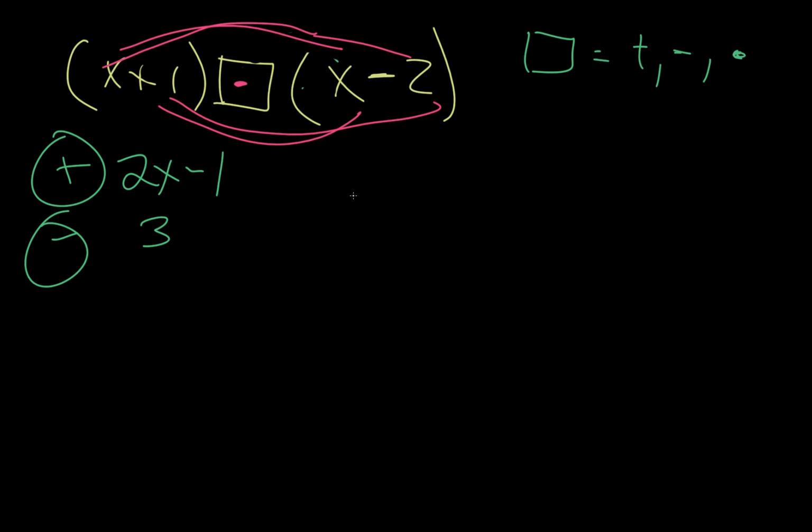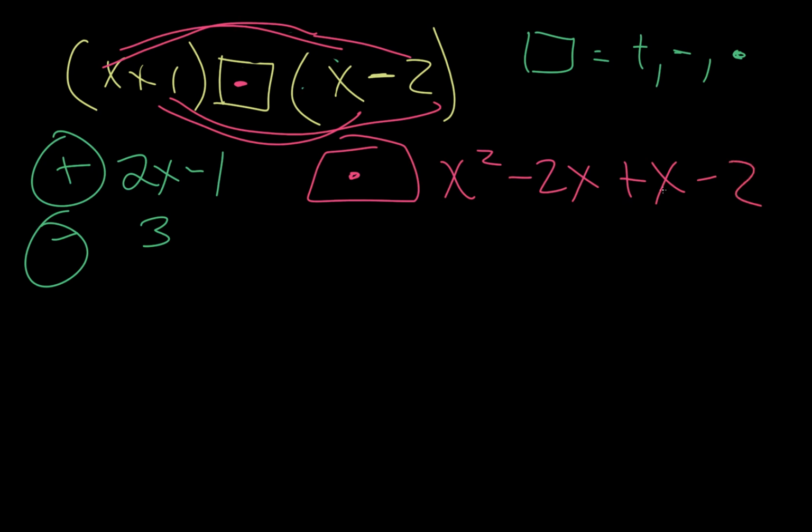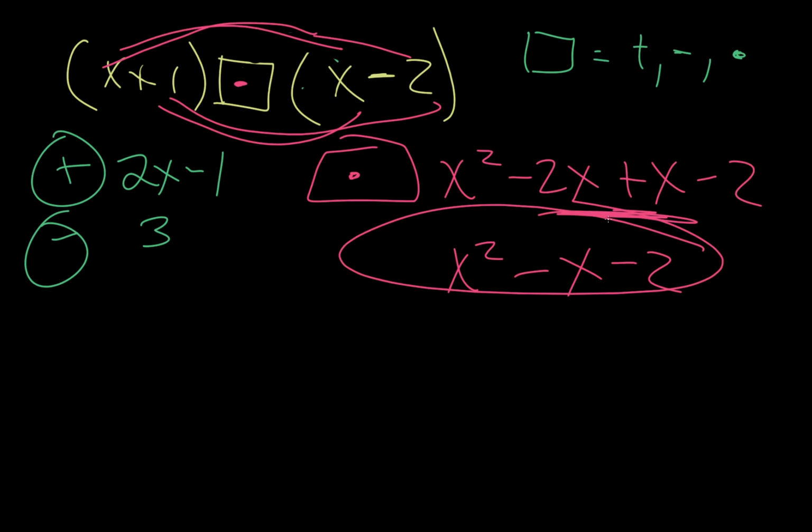So x times x, we get x squared. x times negative 2, we get negative 2x. 1 times x is x, and 1 times negative 2 is negative 2. So we get x squared, it doesn't combine. These two can combine into negative x, and we still have our negative 2, and so that's our multiplication answer.